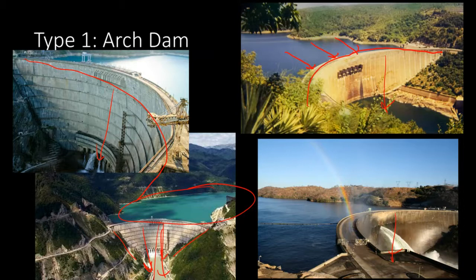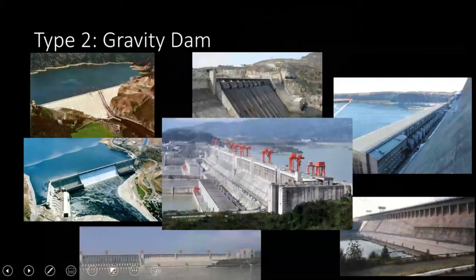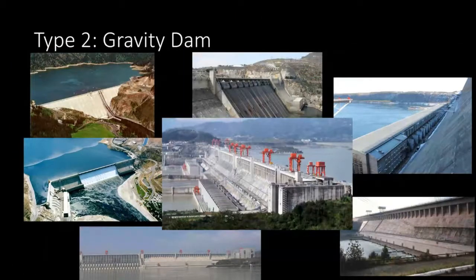So the arch dam has its benefits, also has its drawbacks. The other type of dam is, of course, a gravity dam, and a lot of them, the Bratsk, the Three Gorges, the Grand Coulee, and the Drawback Dam are all examples of gravity dams. Now, these ones have some different advantages and some disadvantages. I'll start with the disadvantages.